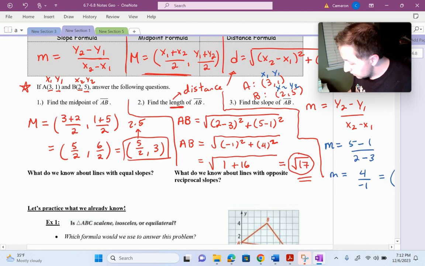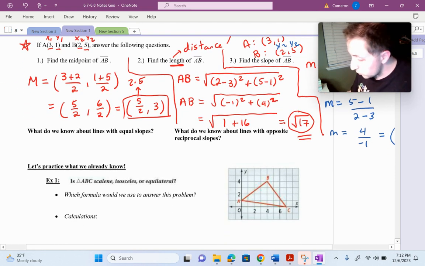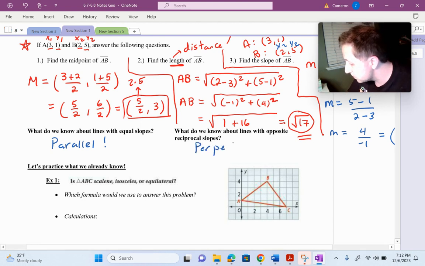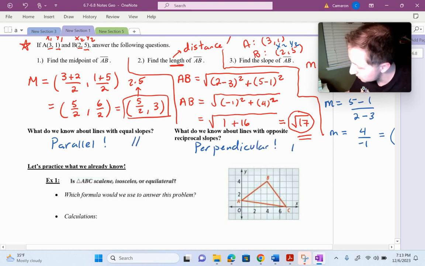Okay. Couple other reminders. What do we know about lines with equal slopes? Those lines would be parallel. Parallel lines have the same slope. Remember, if lines have opposite reciprocal slopes, or if the product of their slopes is negative 1, those lines would be perpendicular. And I'm going to remind you of the symbols. Parallel looks like that. Perpendicular looks like that.